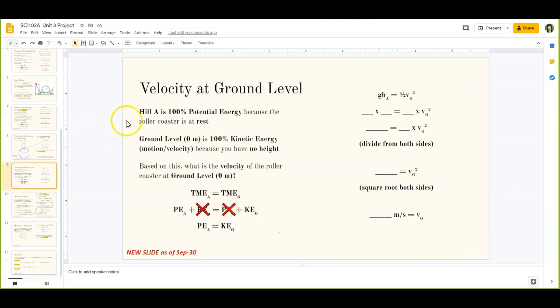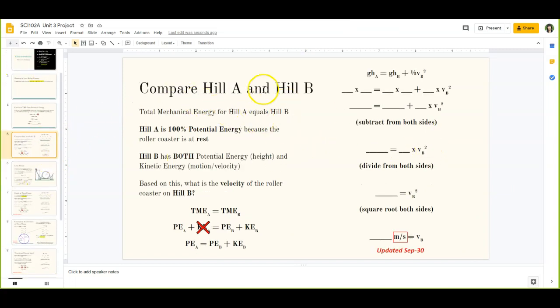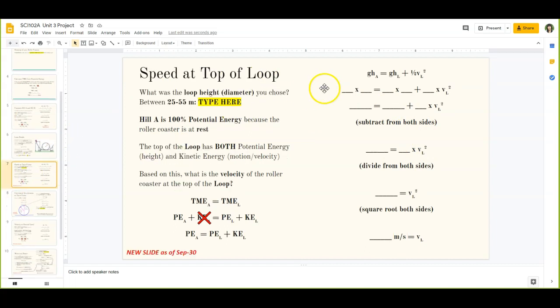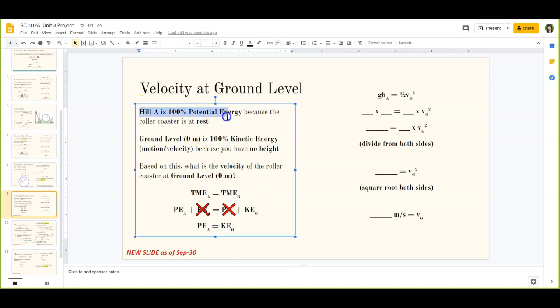Now for slide number 9, we're going to take a look at what's the velocity at ground level. So at this point, we've calculated velocity at the top of the secondary hill, hill B. We've calculated velocity at the top of the loop. And now we're going to calculate the velocity at the actual ground. So remember, this brings us back to our total mechanical energy at every point being the same. So the total mechanical energy from our starting hill A is going to be the total mechanical energy from the ground. Remember, we have done this several times.